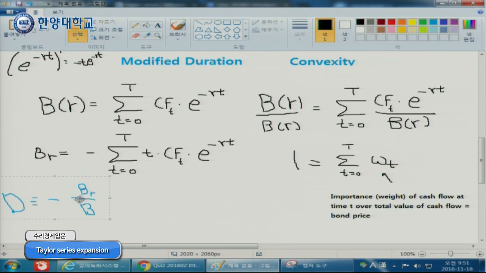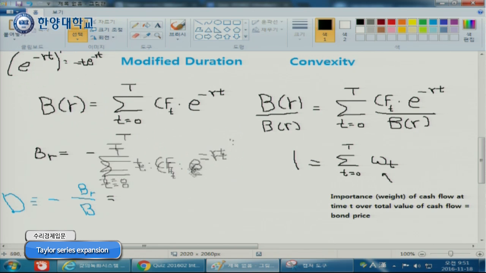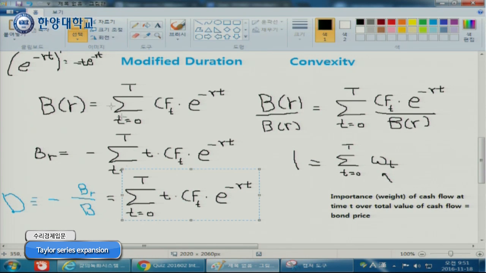Well, so this one, it is minus minus plus. So we can now copy and paste only this part, and divide with B. Let me move this one slightly over here and then divide with bond price. Right?